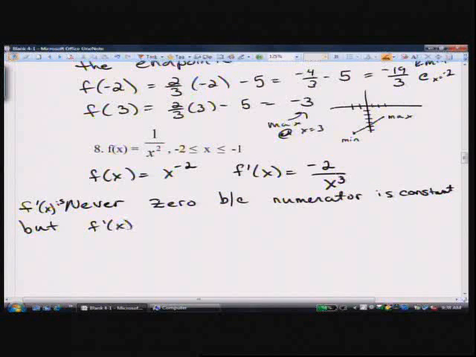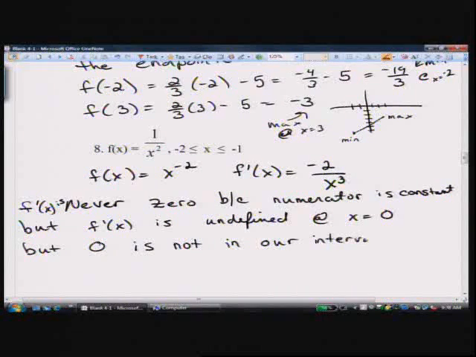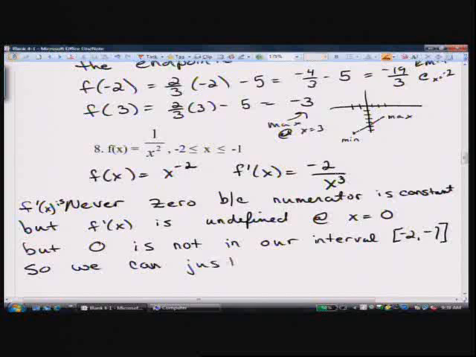But f prime of x is undefined at x equals 0, right? But what can you tell me? That doesn't matter because 0 is not in our interval from -2 to -1. So we can just check the endpoints again.